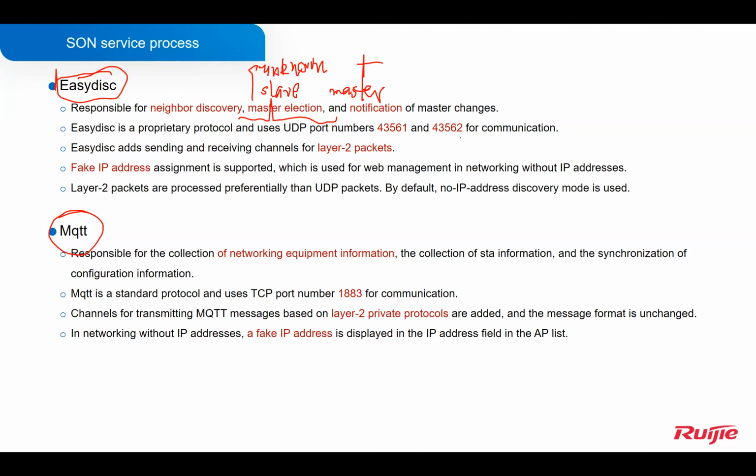the neighbor discovery. Okay. And for the MQTT, actually, it's responsible for collecting the networking equipment information and the STA information, and synchronization of configuration information. It uses the port TCP 1883 to communicate. So for EasyDisk and MQTT, two kinds of protocols, actually, we don't need to configure the IP address for that. We support the fake IP address and support the non-IP address discovery.